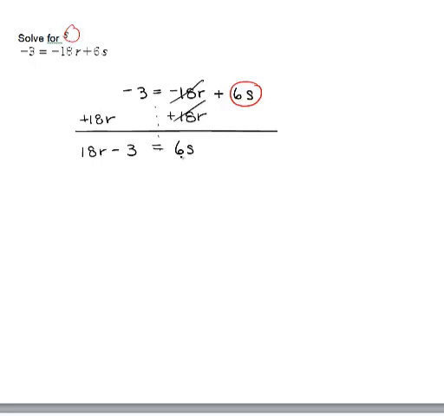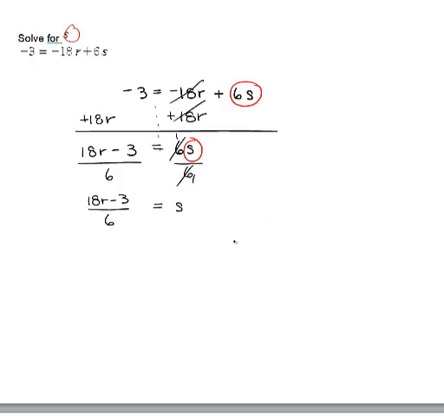Then what I need to do is I want to again isolate my s. So what am I doing to my s? I'm multiplying it by 6. So to get rid of it, or to make the coefficient 1, I'm going to divide by the coefficient, divide by 6. So I get 1s. And over here I need to divide both sides by 6. So I simply have s equals 18r minus 3 over 6.